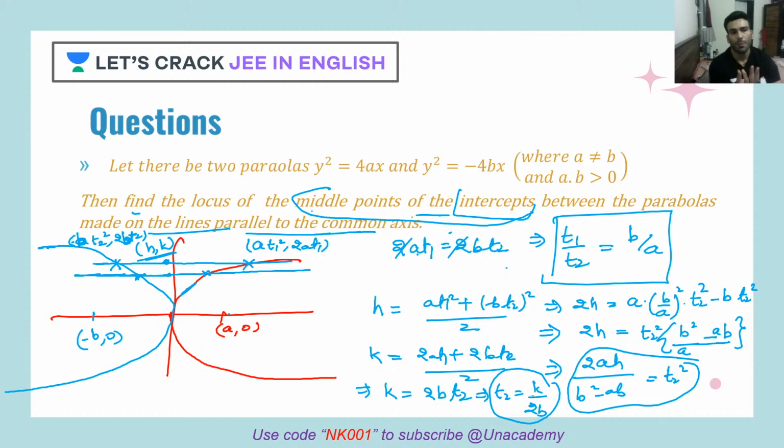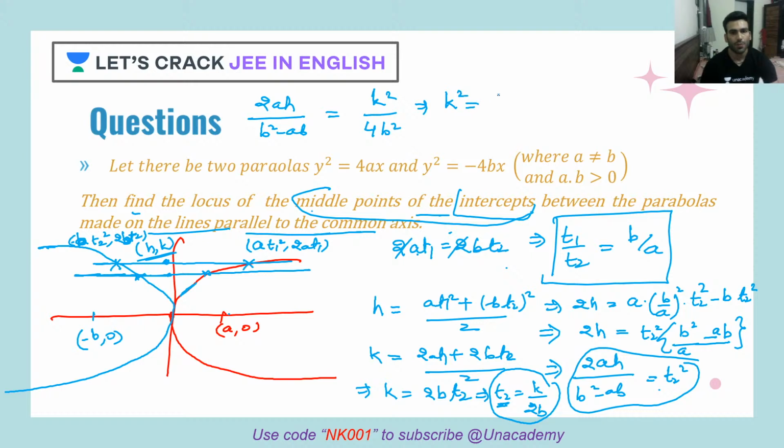Now, if you remember, in locus, the third step was that we try to eliminate the variables. Here t1, t2 are variables, because as t1, t2 keep changing their values, the point becomes different. True. So let's try to eliminate this t2. I can directly put the t2 value in this equation. So it becomes twice of a h upon b square minus ab equal to k square by 4 times b square.